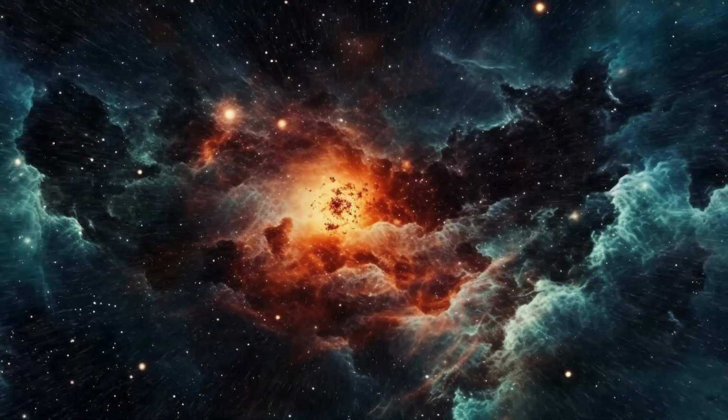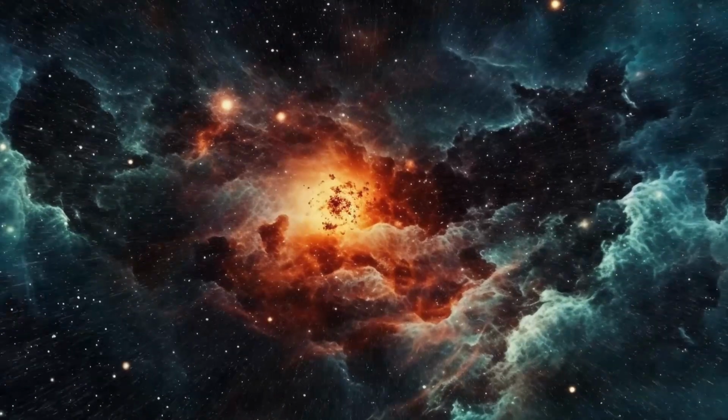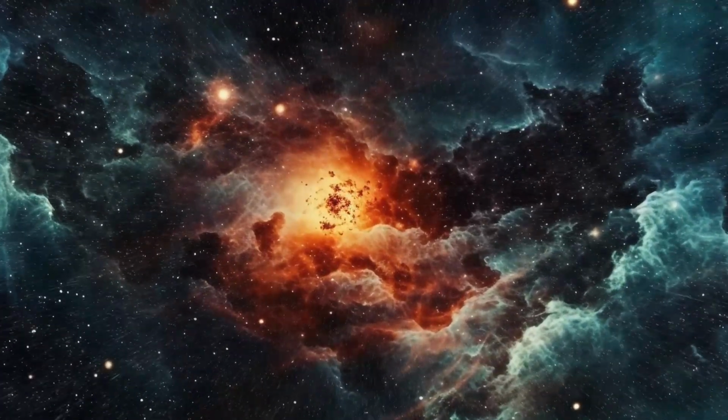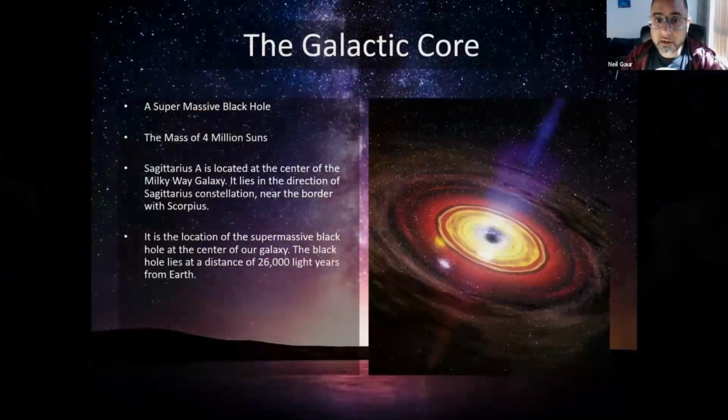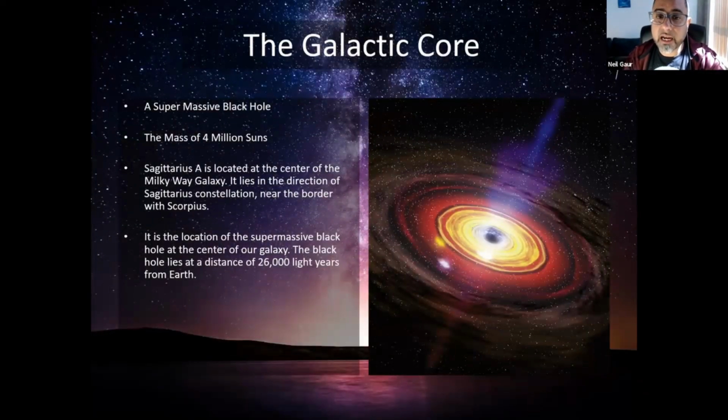Well, the galactic core seems to be a supermassive black hole that has the mass of 4 million suns. And next to the black hole in the center of our galaxy is a constellation called Sagittarius A. It is located at the center of the Milky Way galaxy, and it lies in the direction of the Sagittarius constellation near the border with Scorpius. It is the location of the supermassive black hole at the center of our galaxy. So we believe that Sagittarius A is the entrance to the area where the supermassive black hole is. The black hole lies at a distance of 26,000 light years from Earth.